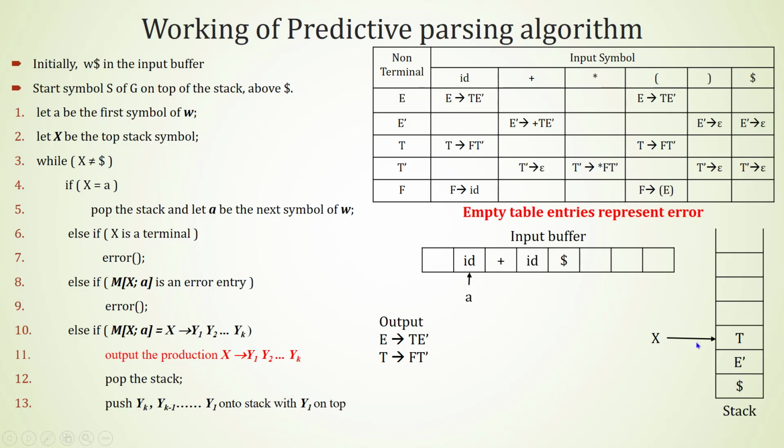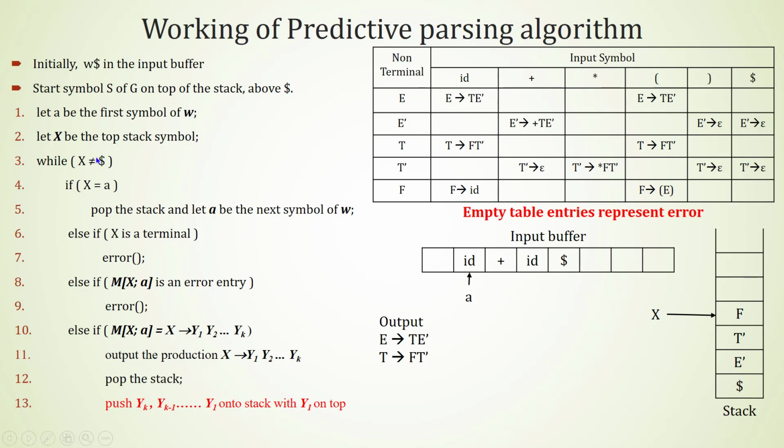Pop the stack. So T will be removed from the stack. Push the RHS of the production in reverse order. That means first we will push T', and on top of that we will push F. T' and F are pushed to the stack.